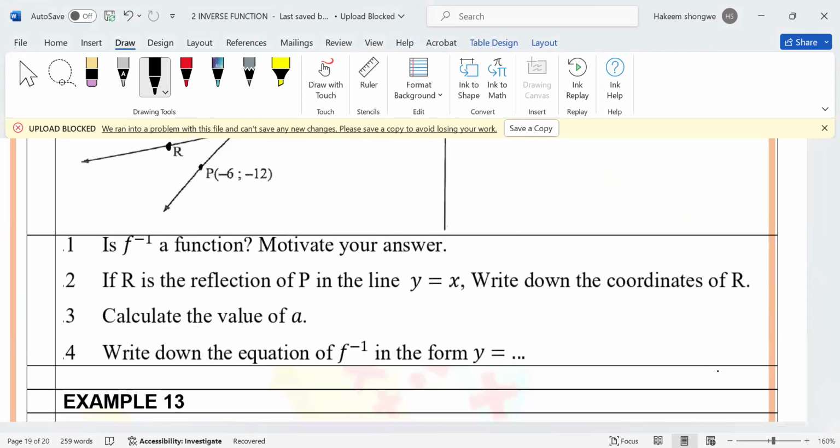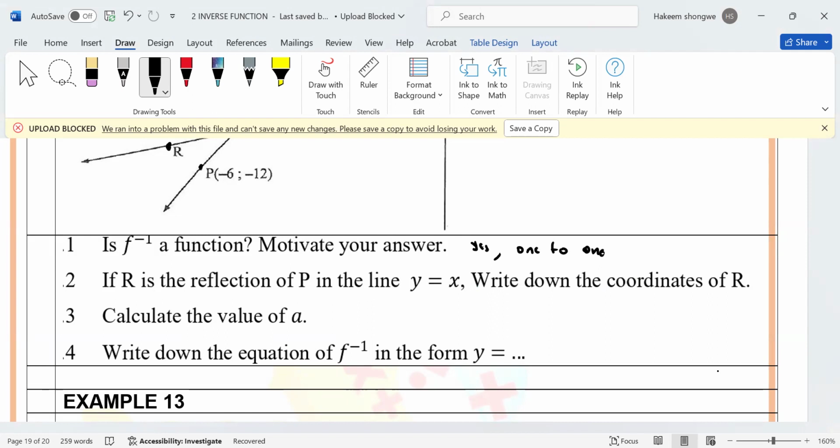Is f inverse a function? Motivate your answer. It is a yes. It is a 1-to-1 function.